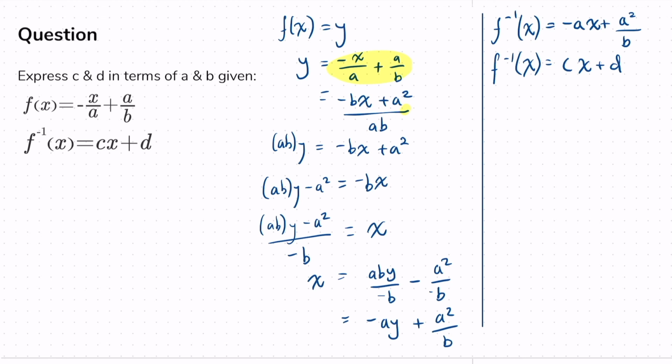So express c and d in terms of a and b. Well, c is going to be equal to -a, and d, well, that's going to be equal to a squared over b.